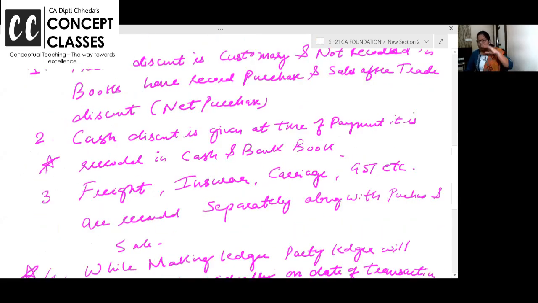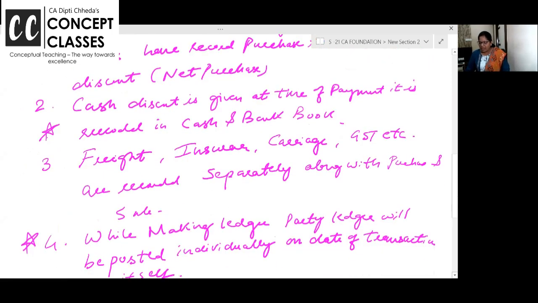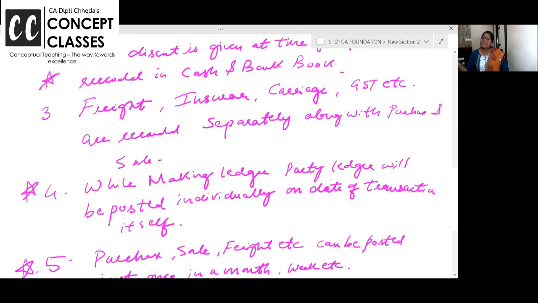Cash discount is recorded at the time of payment, so that doesn't come in the subsidiary book. Freight, insurance, carriage, customs, GST, whatever you are paying at the time of purchase, record it. Don't add it to purchase. You can record separately: purchase debit, freight debit, carriage inward debit, to party.